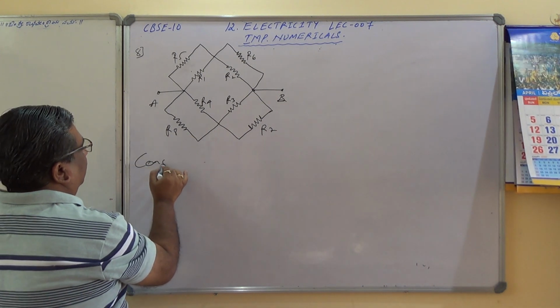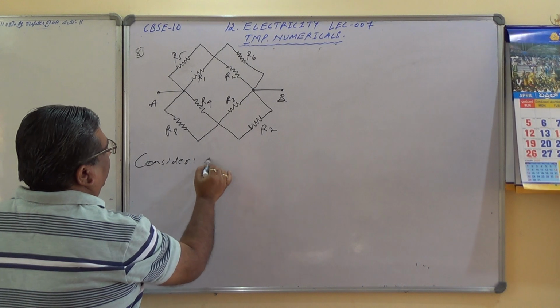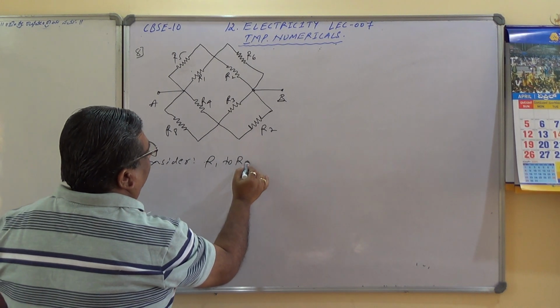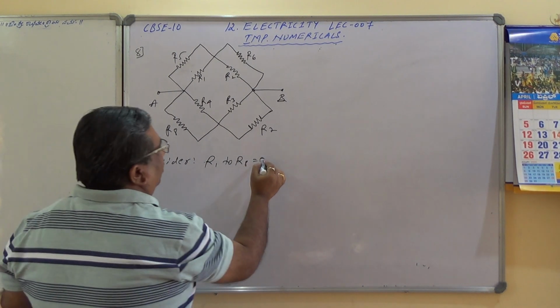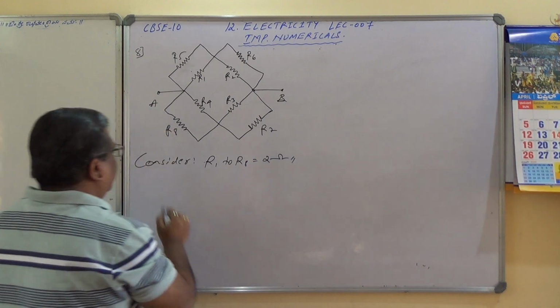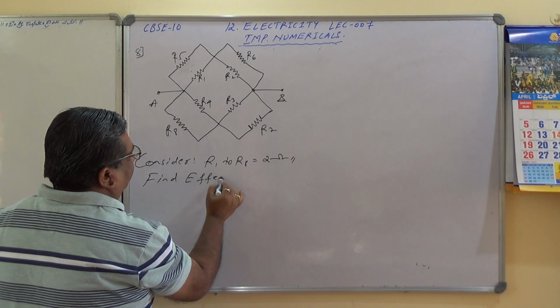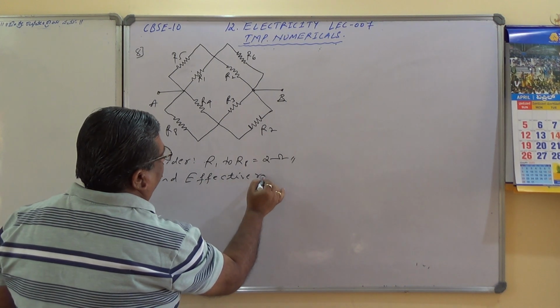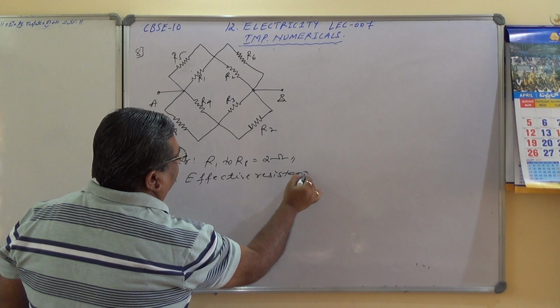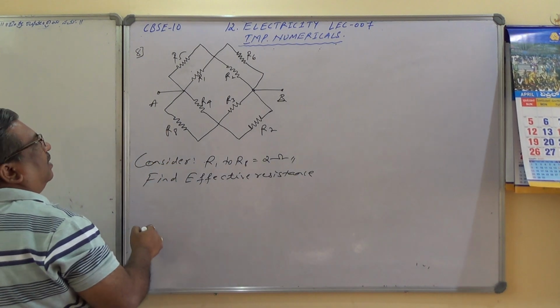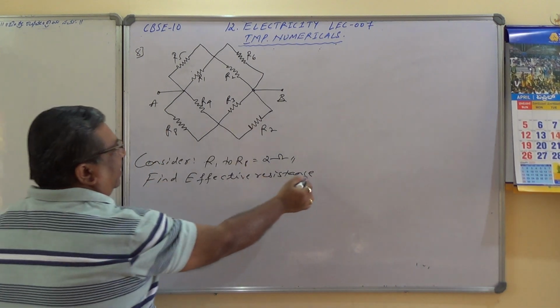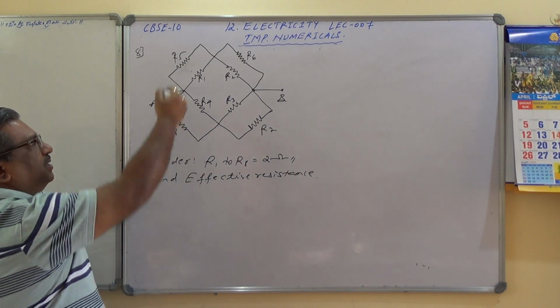Consider R1 to R8 equals 2 ohms. Find the effective resistance if PD is applied across A and B. That is the question here.